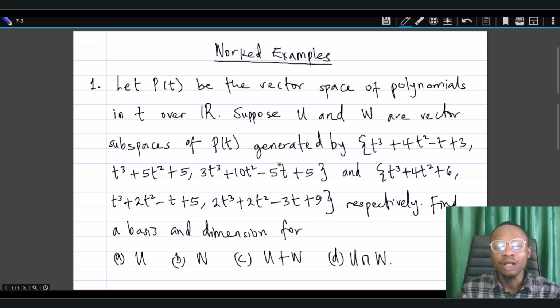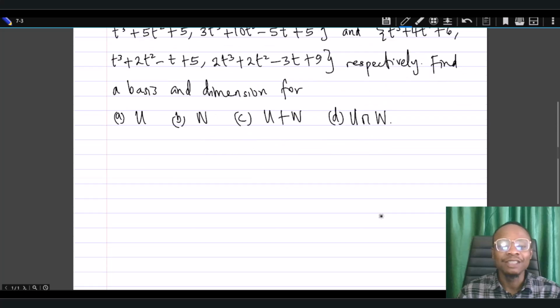So that means U is generated by this first set and W is generated by this second set. We want to find a basis and dimension for the subspace U, find a basis and dimension for W, then find a basis and dimension for U plus W and also U intersection W. Okay, so let's get right into it and see how this works.